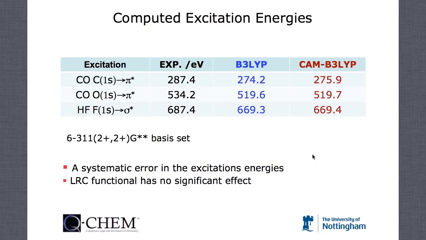So, I mean, I'm going to build an analogy with thinking about charge transfer transitions. Most people will know that when you look at charge transfer transitions in time-dependent DFT, if you use a GGA functional or a hybrid functional, then the excitation energies tend to be too low, and that's corrected if you use a long-range corrected functional like CAM-B3LYP.